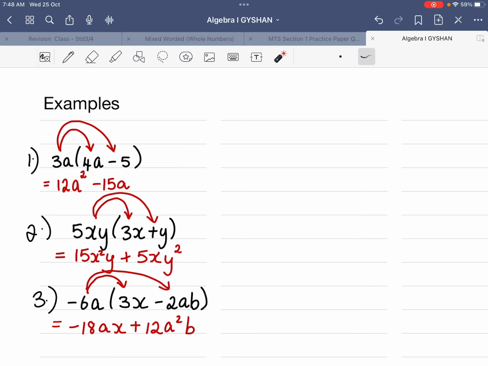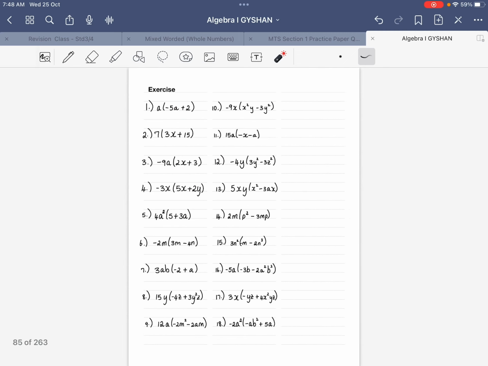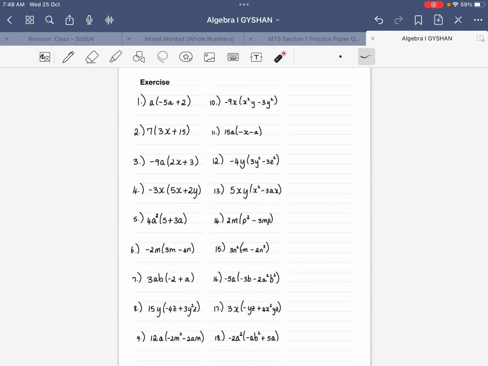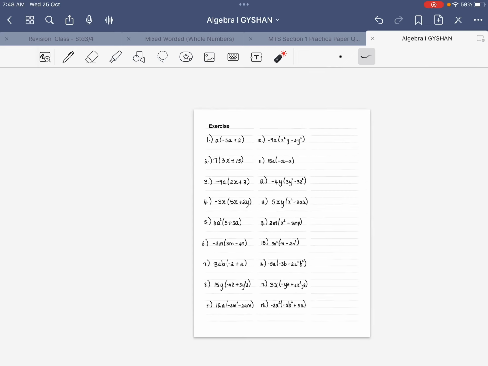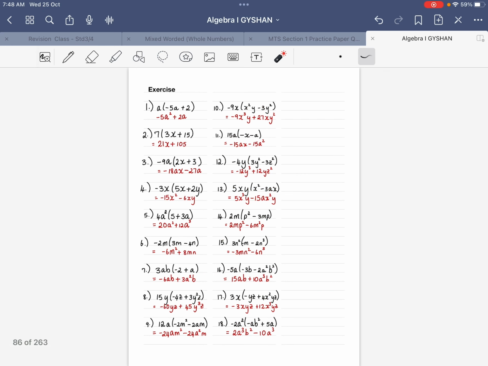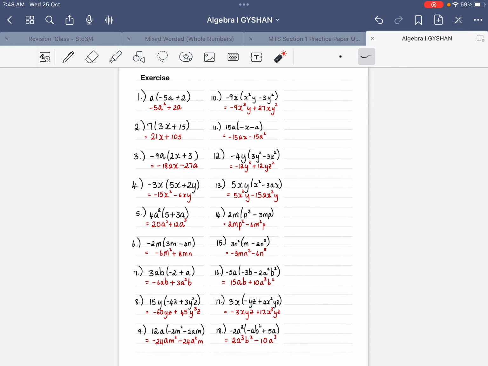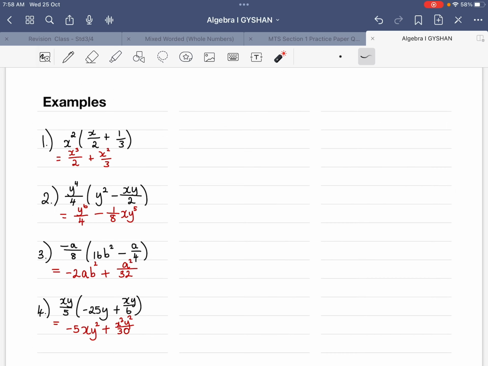Okay, let's try an exercise. Let's correct. Here we have expanding brackets with algebraic fractions. Let's go through these examples together.